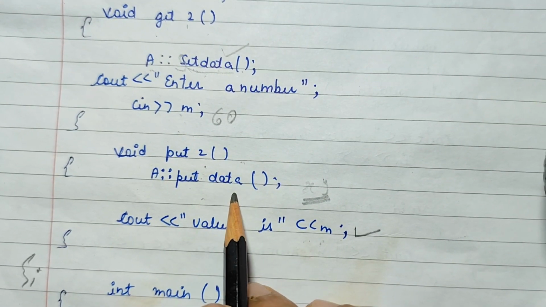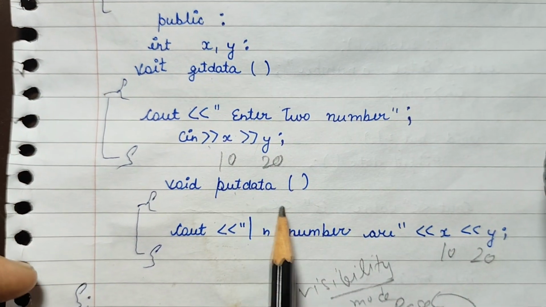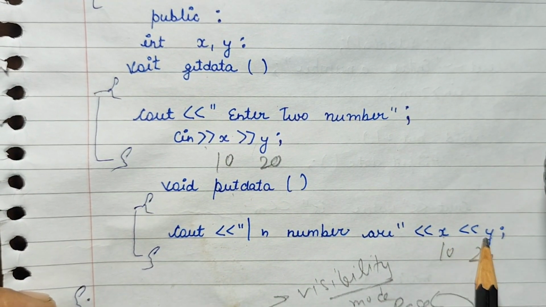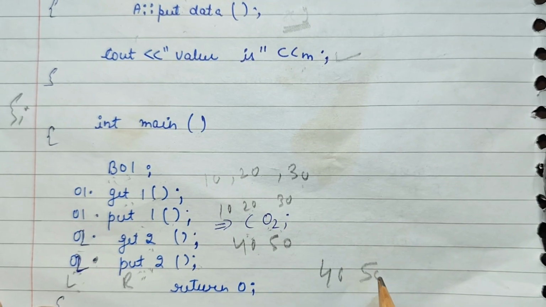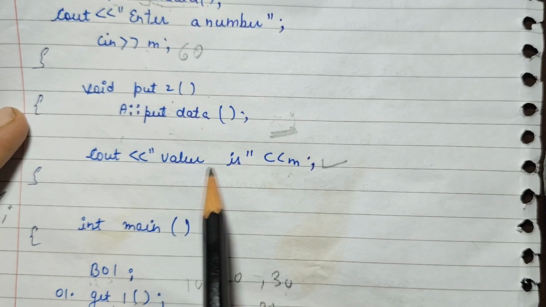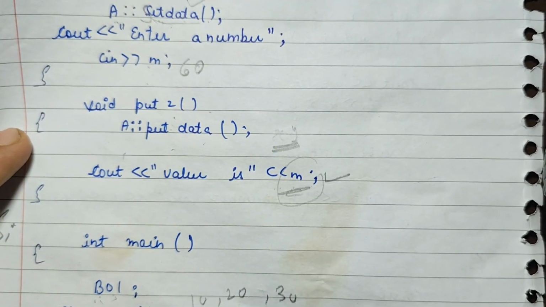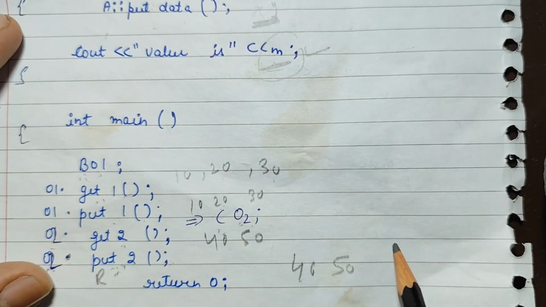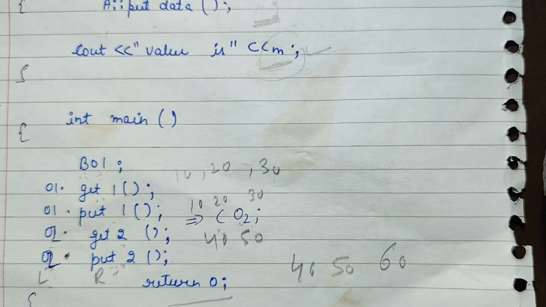Now first I call the put data member function of class A. So when put data member function of class A is called here, it will display the value of x and y variable. Here you enter the value as 40 and 50. So first 40 and 50 will display. After this control jumps to here. After this we are displaying the value of m. You enter the value in m as 60. So now 60 will also display. So this is the output, then return 0 and program is ended.